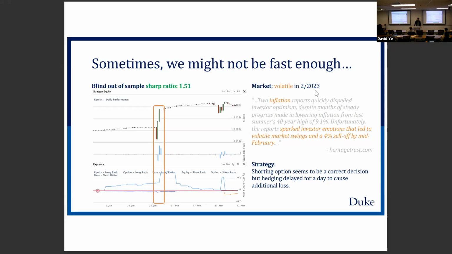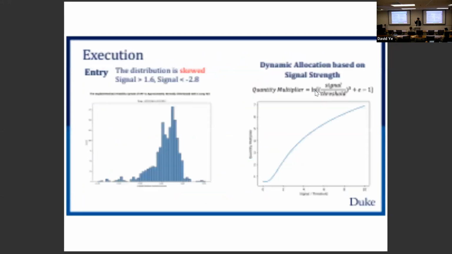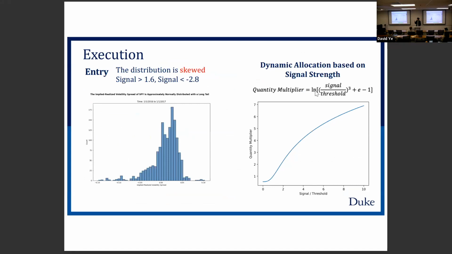So how do you decide how many options you're buying or selling at each time? Good question. We have a base number of options that we want to buy, probably 100 contracts, currently at 300. And then we multiply that with this multiplier here, which is essentially a regulating function of the signal over the threshold, which is 1.6 or negative, depending on which direction.